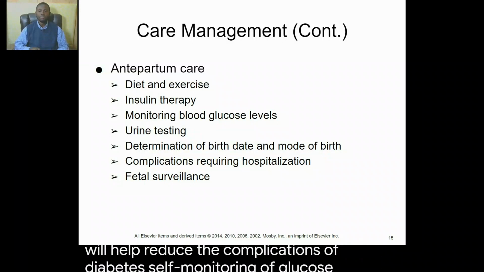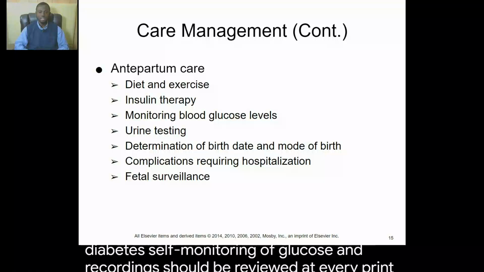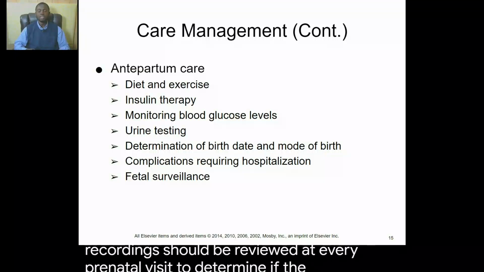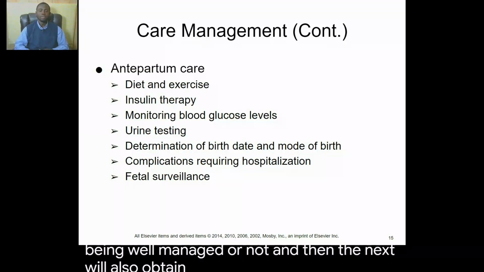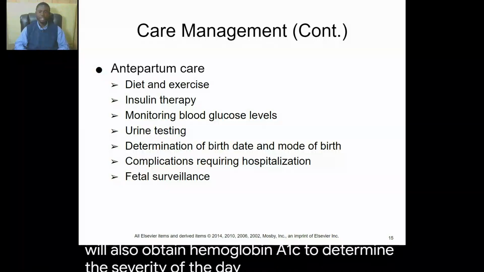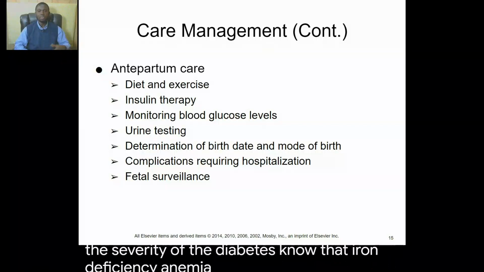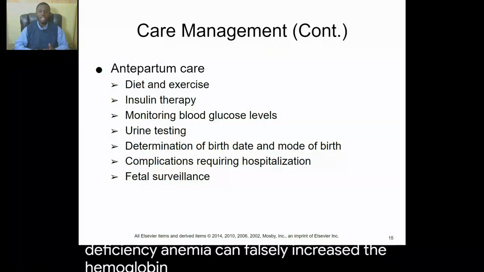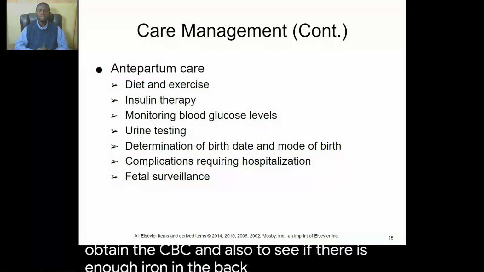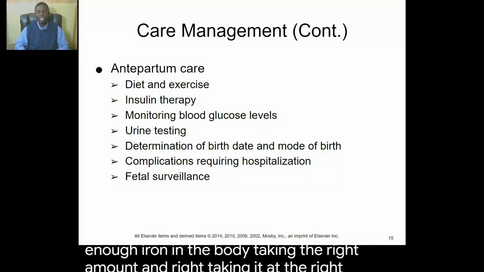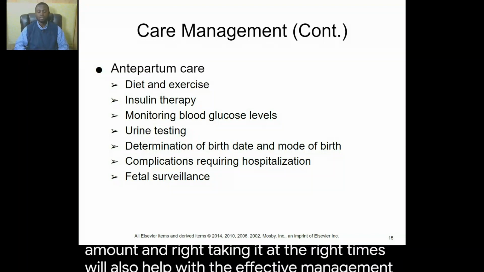Self-monitoring of glucose and recordings should be reviewed at every prenatal visit to determine if the diabetes is being well managed or not. The nurse will also obtain hemoglobin A1C to determine severity of the diabetes. Note that iron deficiency anemia can falsely increase the hemoglobin A1C results, so you have to obtain the CBC and also see if there is enough iron in the body. Adherence to insulin therapy, by taking the right amount at the right times, will also help with the effective management of the diabetes.